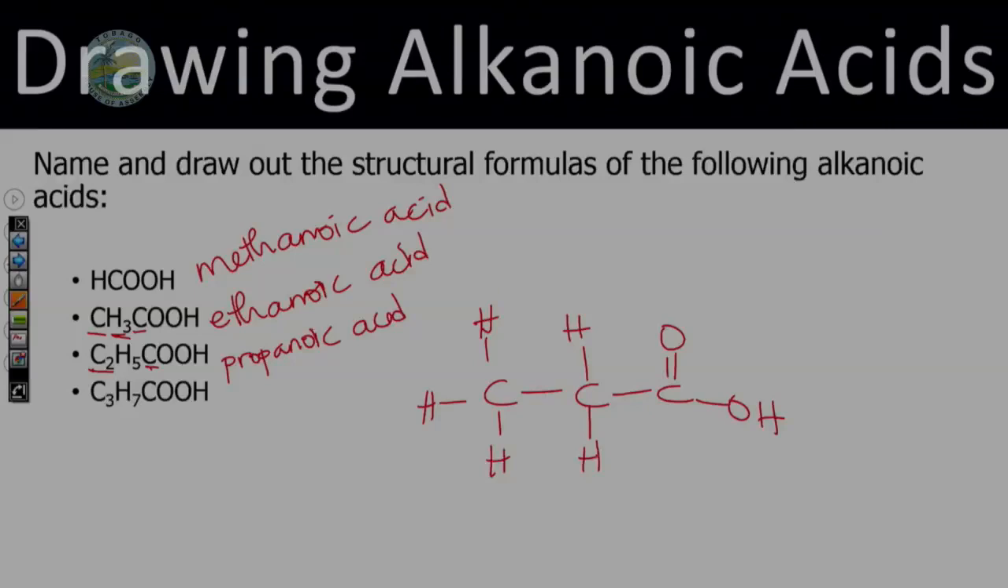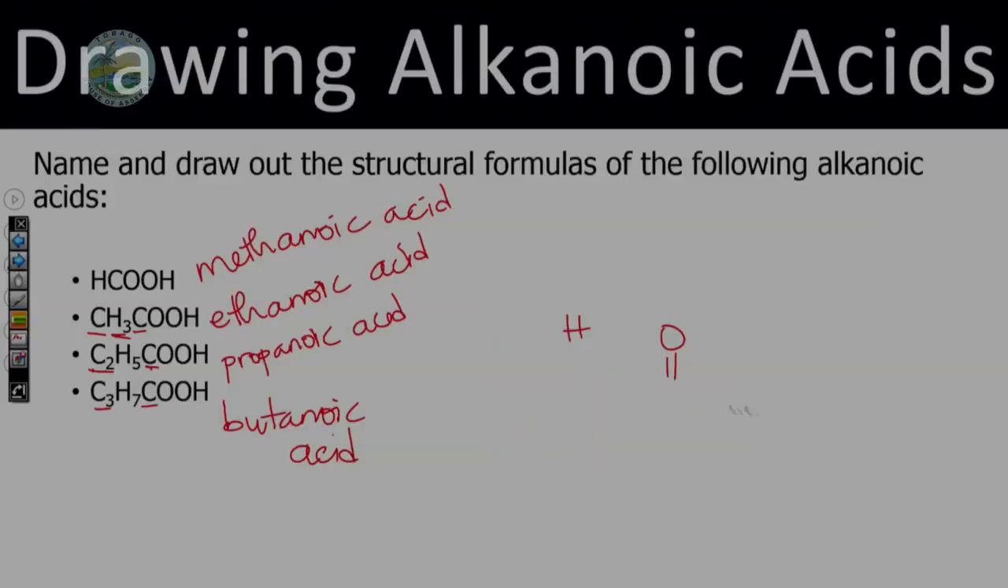The next one will have 4. That's 3 plus 1. So we know that is butanoic acid. All right, so I'm not going to draw it because we understand how simple these things are. It's going to be, of course, a chain that contains four carbon atoms, one of which contains the functional group, and the rest of the carbons are going to contain hydrogen.